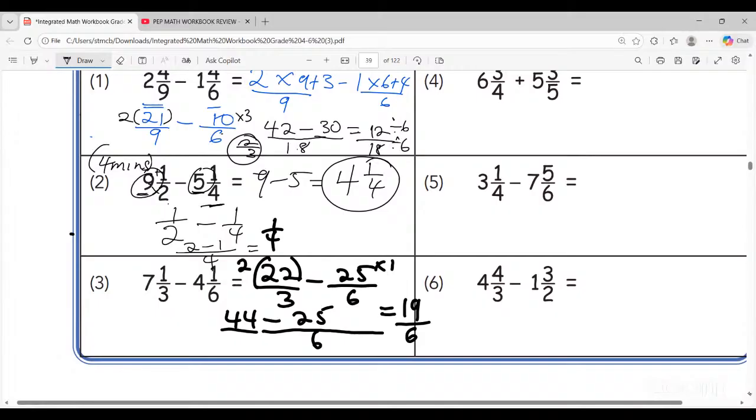How many groups of 6 can we get out of 19? The book also shows that, guys. The multiples. Alright, so we can see that it's 3 times. So we get 3 wholes and a remainder of 1. So it's 3 and 1/6.